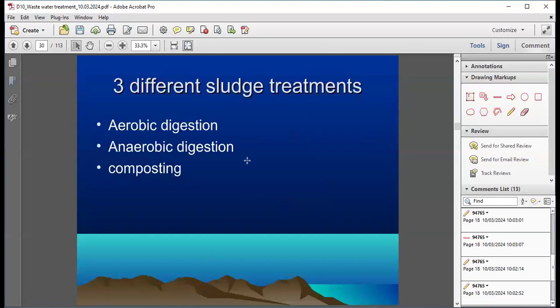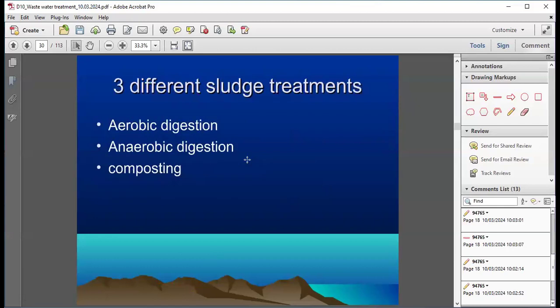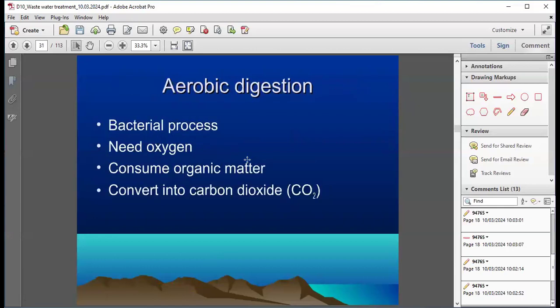The three different sludge treatments: aerobic digestion, anaerobic digestion, composting. Aerobic digestion. I already explained the meaning of aerobic and anaerobic. You can understand. The oxygen reacts with CH components, called aerobic. Anaerobic means another component. Produces gas, normally H2O, CO2, with aerobic oxygen.